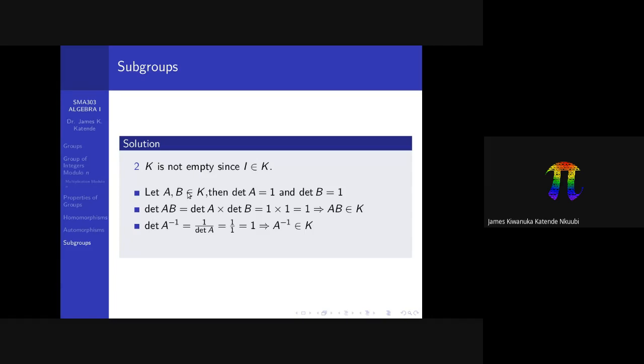So if you pick any matrix A in K, the determinant of its inverse is equal to 1 over the determinant of A, right? This again is from linear algebra, which is equal to 1. So the determinant of the inverse of A is also equal to 1, and therefore the inverse of A is also in K. And therefore we can conclude that K is a subgroup of the general linear group of degree n. Any questions?